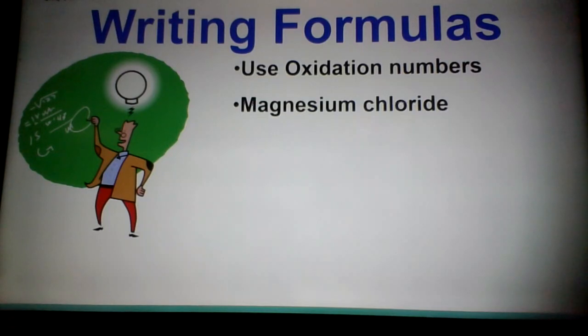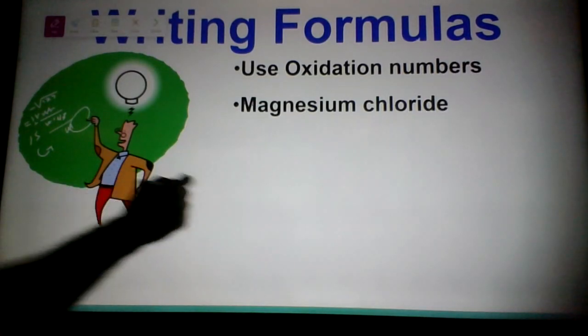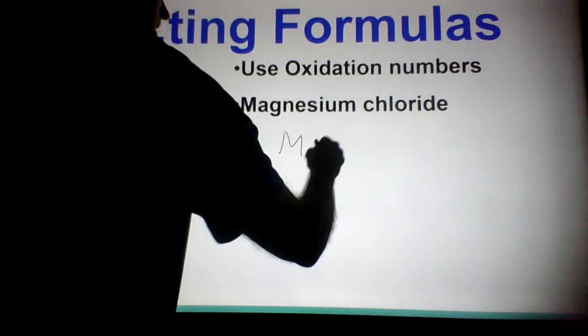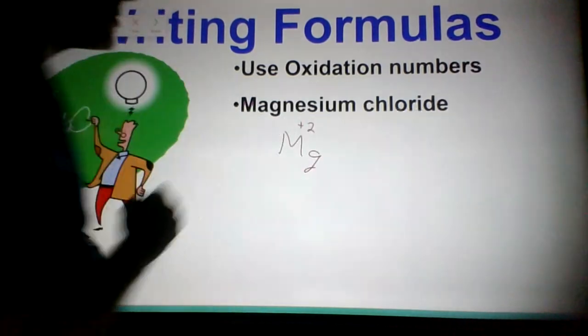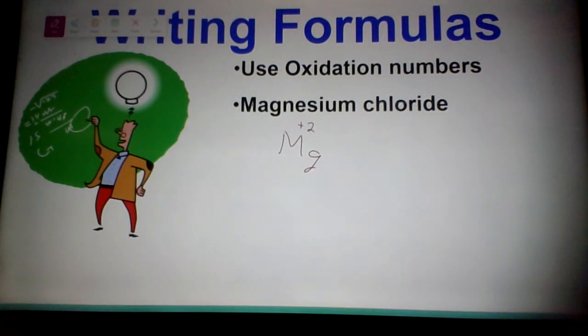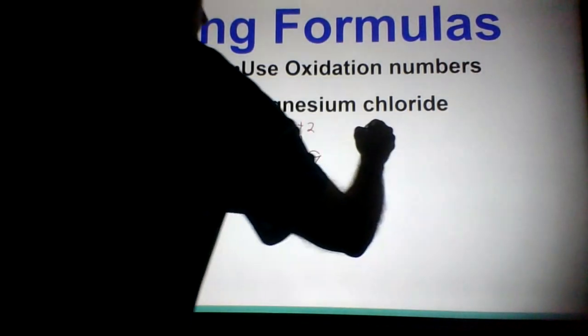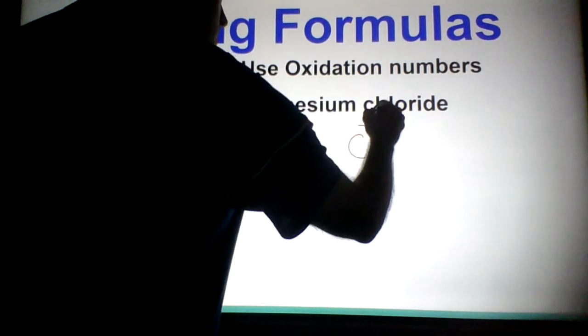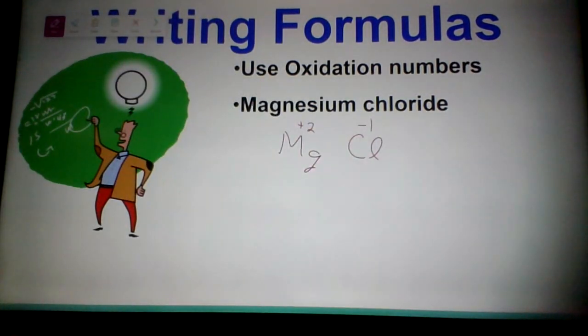Now, magnesium chloride. Okay, I'm going to start right here. Magnesium is Mg, with an oxidation number of +2. I'm going to write that oxidation number right above the symbol. Chlorine is Cl with an oxidation number of -1. Now, does this total 0? Does +2 and -1 total 0? No. +2 and -1 totals +1.